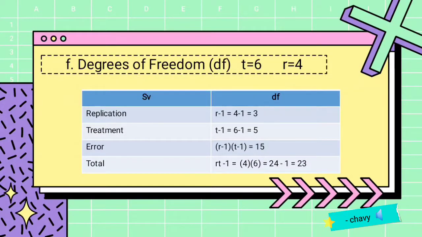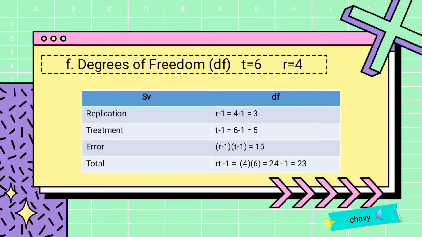After the presentation of the data, we will now go on to the degrees of freedom, where treatment is equal to 6 and replication is equal to 4. We have 4 sources of variation. First is the replication, second is the treatment, third is the error, and fourth is the total. In getting the degrees of freedom of each source of variation, first for replication, all we need to do is subtract 1 from the number of replications, where 4 minus 1 is equal to 3, and 3 is our DF for replication.